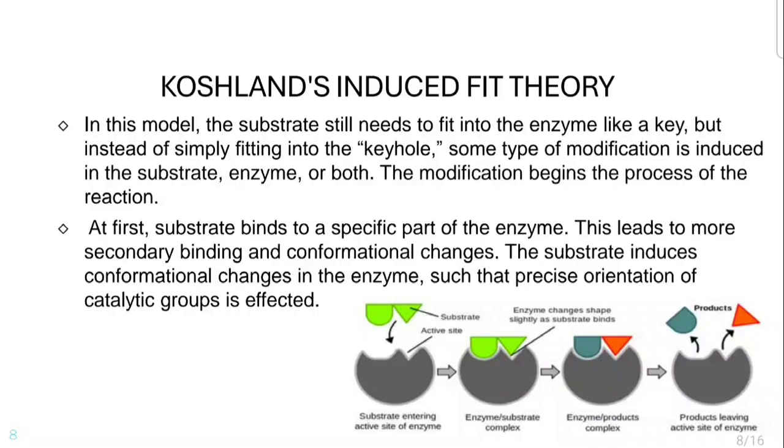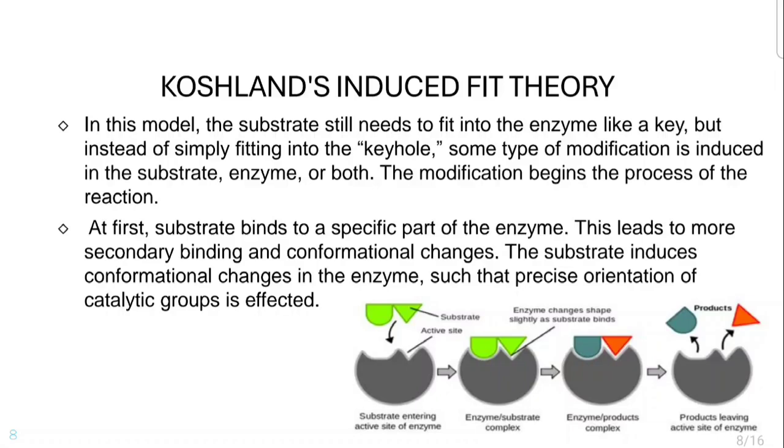Next, we have Koshland's induced fit theory. In this model, the substrate still needs to fit the enzyme like the key, but instead of simply fitting into the keyhole, some type of modification is induced in the substrate, enzyme, or both. The modification begins the process of your reaction. At first, the substrate binds at the specific part of your enzyme. This leads to more secondary binding and conformational changes. The substrate induces conformational changes in the enzyme, such as the precise orientation of your catalytic group being affected.